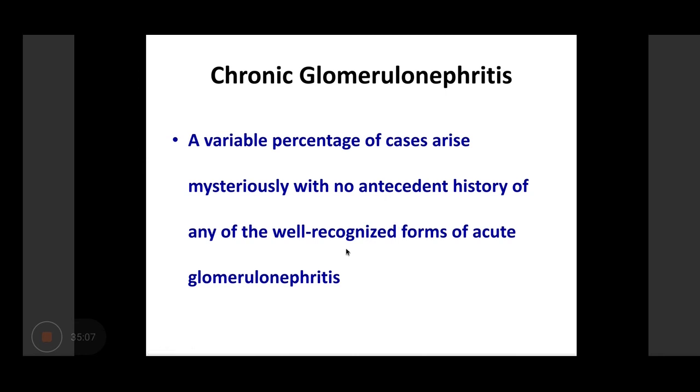Now, in some cases, however, the chronic glomerulonephritis suddenly presents. It may have been going on at a low-grade level, which was unrecognized, and finally, when the creatinine rises to very high levels, the patient comes to the nephrologist, and he realizes by that time that the creatinine is very high, and even if he does the biopsy, he will not be able to find the primary cause of the lupus.